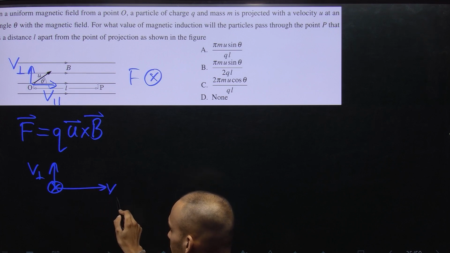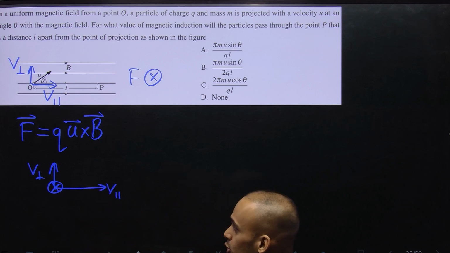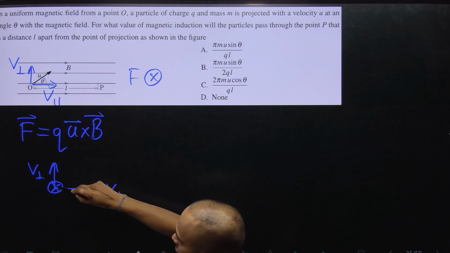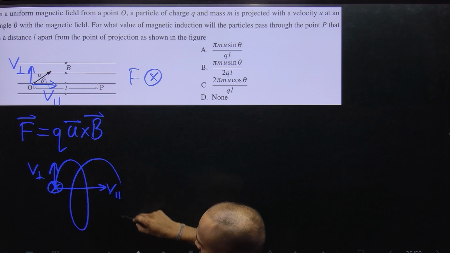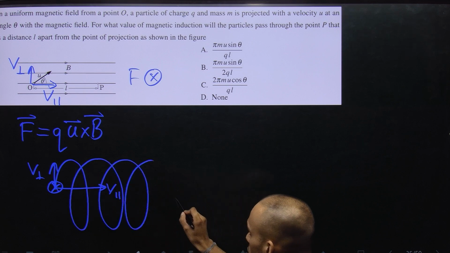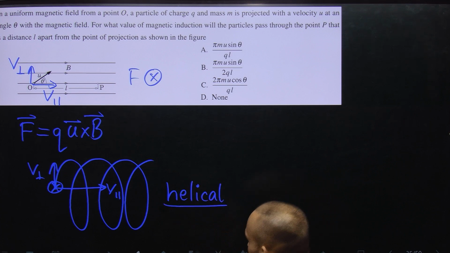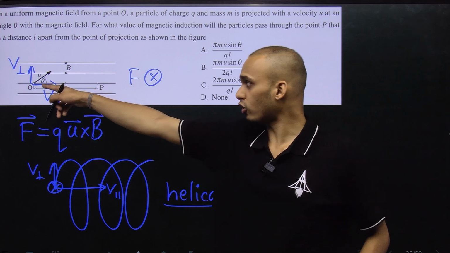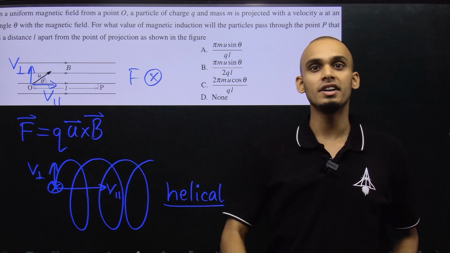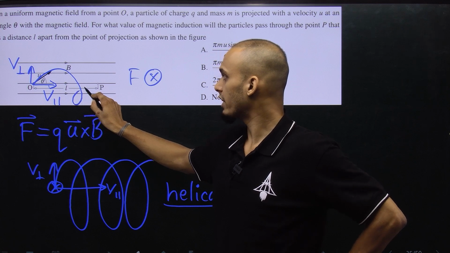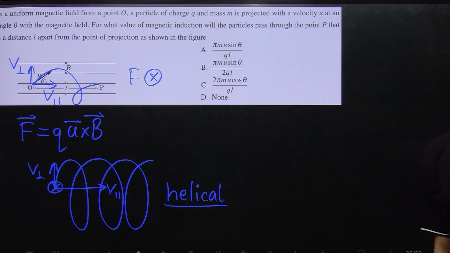parallel component of velocity like this, we know that the charge will move in a vertical circle and the parallel component will pull the charge forward. So the motion is a helical motion. The motion will be helical. And you have to ensure that now the horizontal distance L moved should be such that the object completes one helical motion cycle as it reaches the point P.